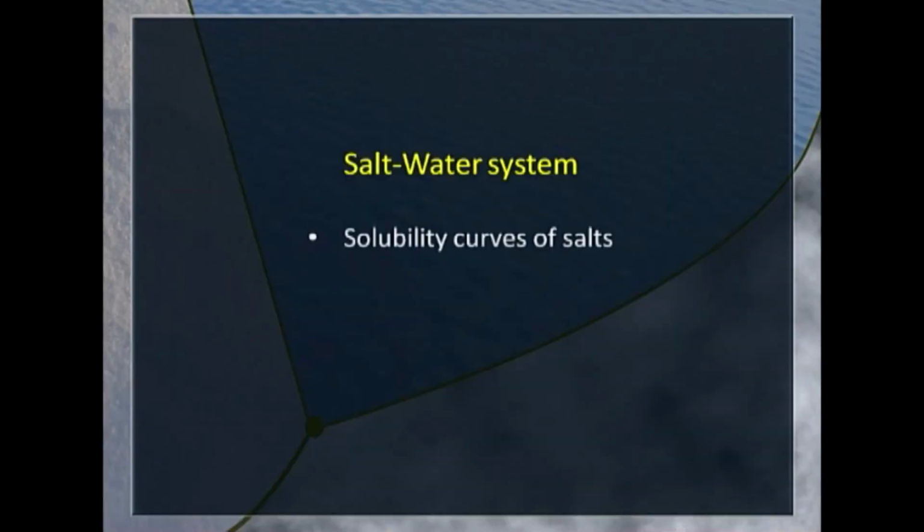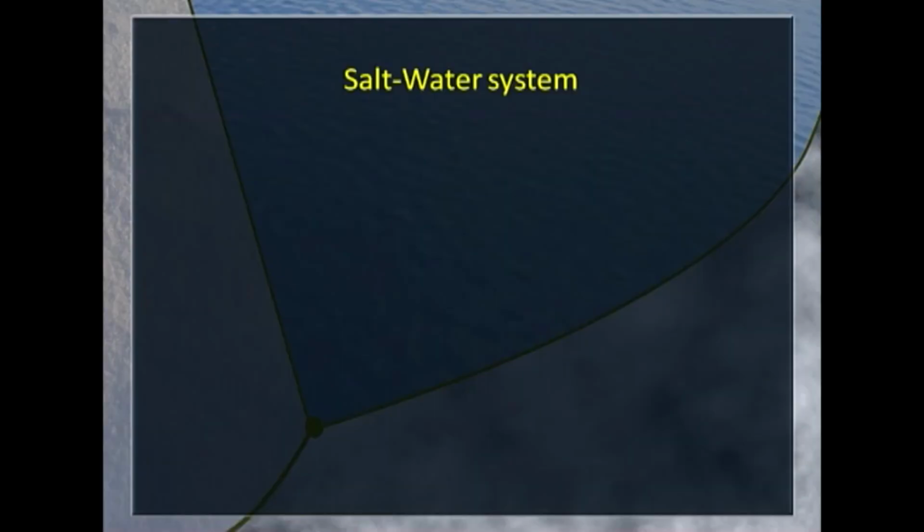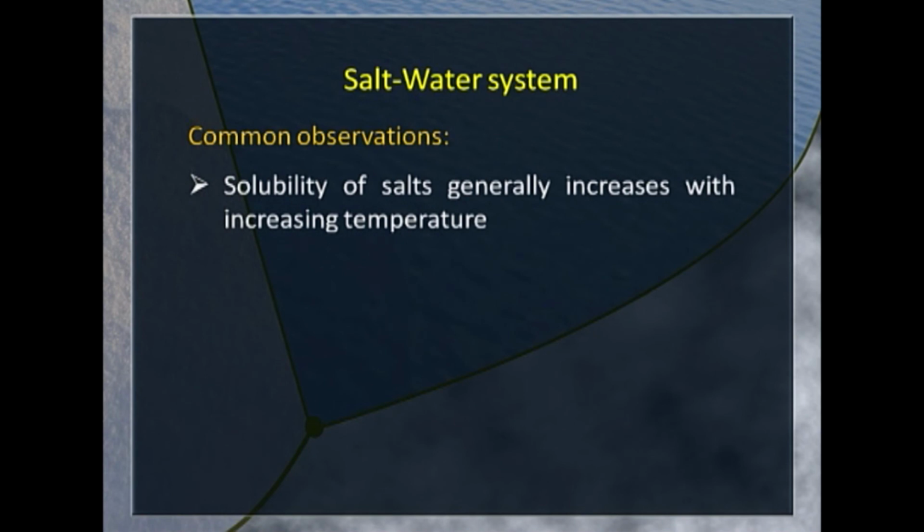Next interesting system is the salt water system, in which we have some information because we are familiar with solubility curves of salts. We also know about solubility limit, and we also know about effect of temperature. Some of these experiments we might have carried out, or you might have carried out in your labs. What common observation you might have made? Solubility of salts generally increases with increasing temperature. Of course, there are exceptions. You may have some salts where solubility may decrease with increasing temperature.